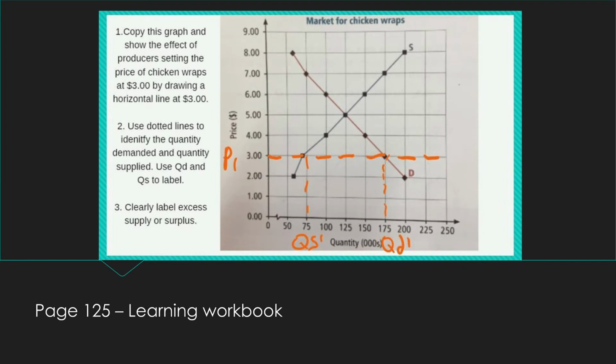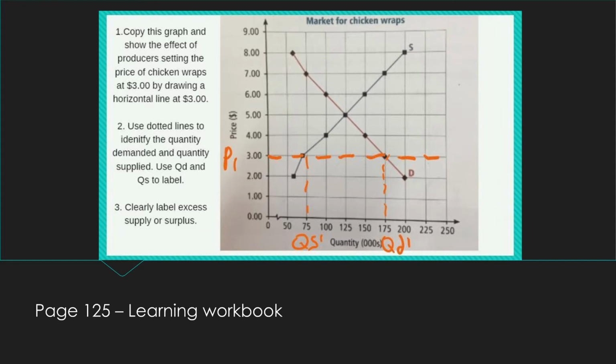So if we were to start at the top, we've got number 1. We are going to draw our dotted line across at the $3 mark. We label this P1. We then go and do our new quantities. So number 2 asks us to use dotted lines to identify the quantity demanded and the quantity supplied. So we go across at our new price level at $3. Where it hits the supply curve, we go down and we label that QS1, or in this case, just QS, because we haven't actually moved it from anywhere. We then continue along our dotted line. Where it hits the demand curve, we do our dotted lines down, and this is our new quantity demanded.